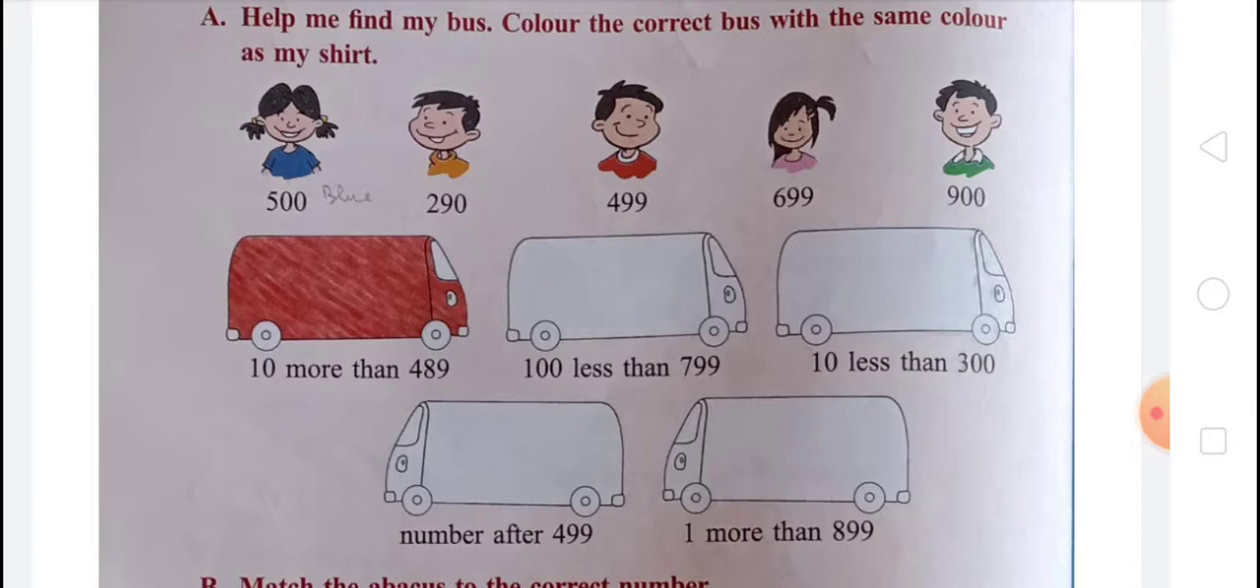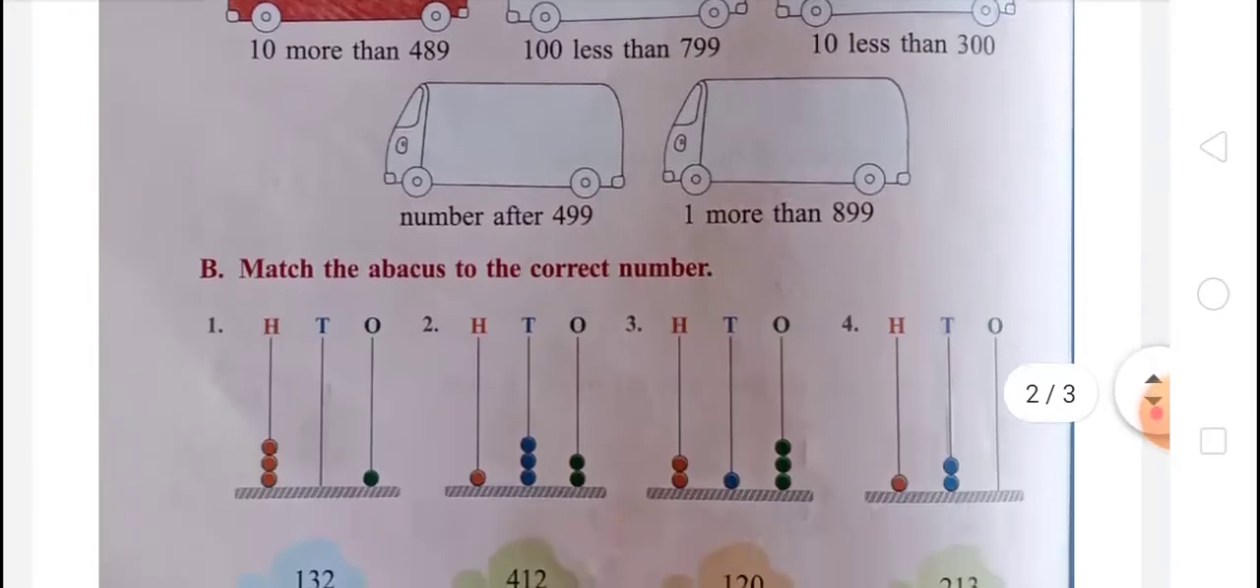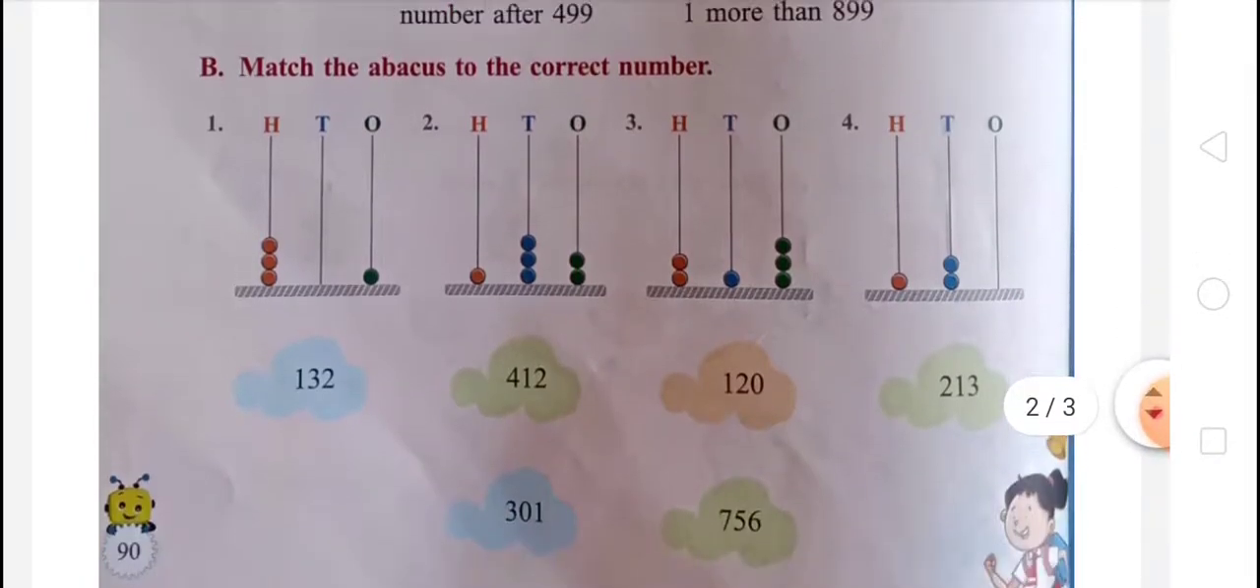And the next one is 1 more than 899. 1 more than 899 will be 900. So the student of 900 wears a green shirt, so you have to color the fifth bus green. First bus red, second bus pink, third bus orange, fourth bus blue, and fifth bus green. You have to come to the next one, that is question number B.